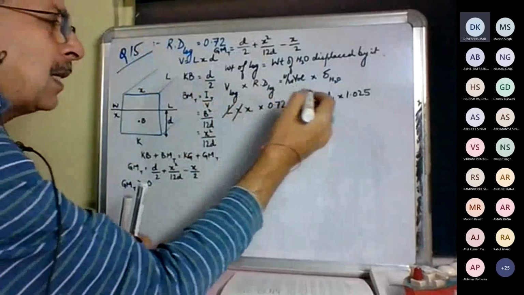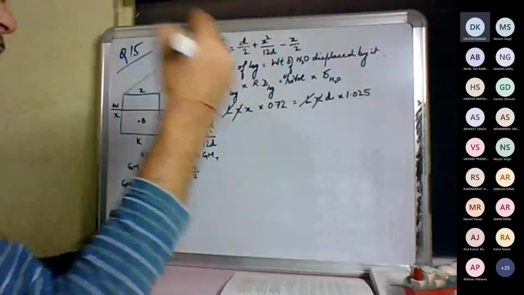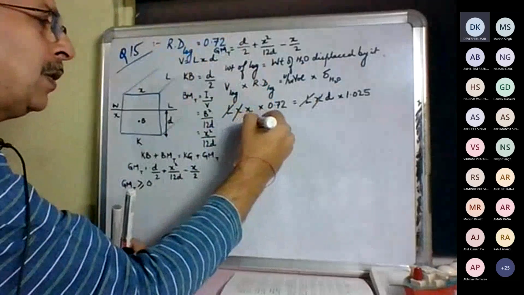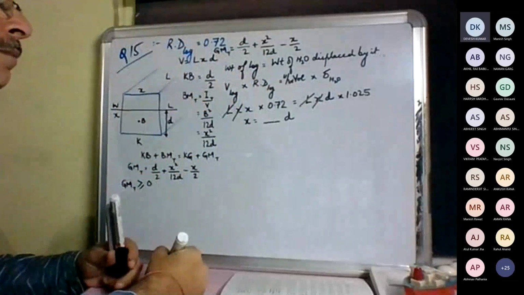Length L, L cancels. You get X is equal to something D. Find out that something.